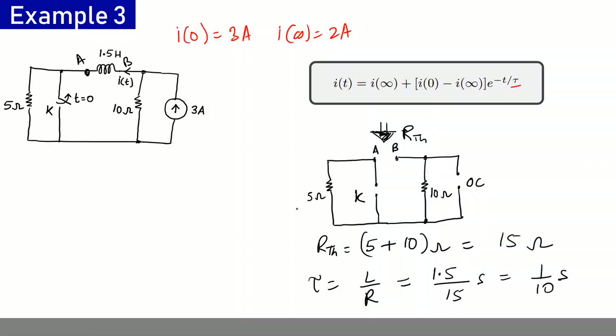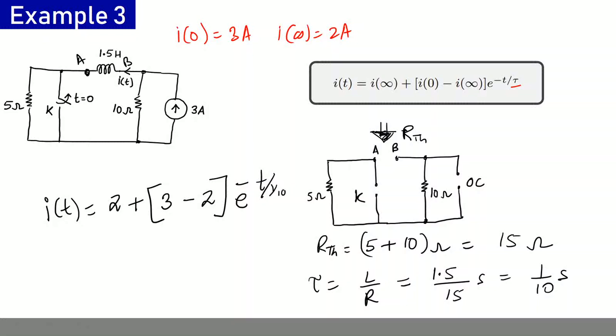Now we know all these values, we can write the final expression for current. So IT will be I at infinity, which is 2 amperes, plus I at 0, which is 3 amperes, minus I at infinity, which is 2 amperes, e power minus t by tau. Tau here is 1 by 10. So this is current, it will be in amperes. So IT will be 2 plus 3 minus 2 is 1. So this is e power minus 10t amperes. This will be the final answer.